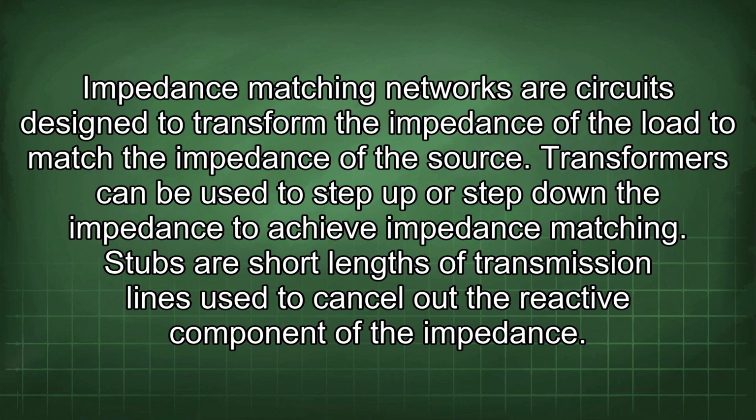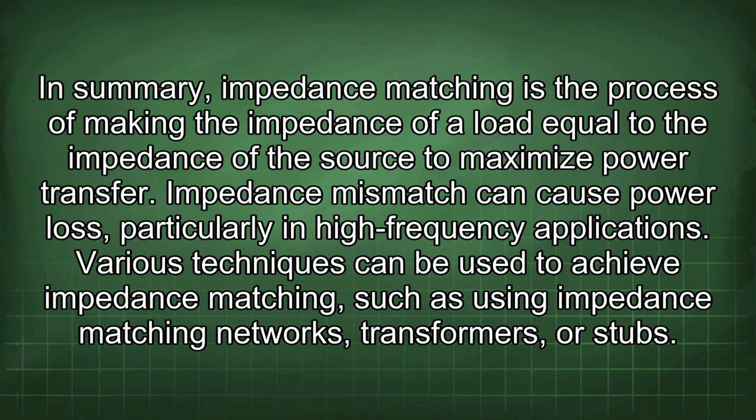Stubs are short lengths of transmission lines used to cancel out the reactive component of the impedance. In summary, impedance matching is the process of making the impedance of a load equal to the impedance of the source to maximize power transfer. Impedance mismatch can cause power loss, particularly in high-frequency applications. Various techniques can be used to achieve impedance matching, such as using impedance matching networks, transformers, or stubs.